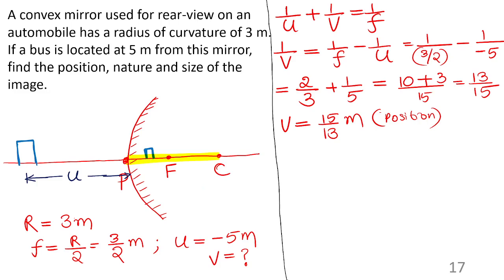So anyway, the position I got: the position of the image is 15 by 30 meter. The plus sign of v suggests that the image is towards the right. The plus sign indicates that the horizontal distance v is positive, I mean the image is on the right side.